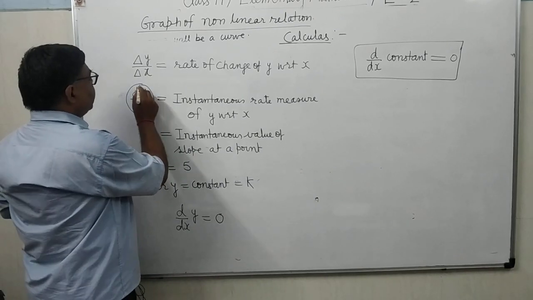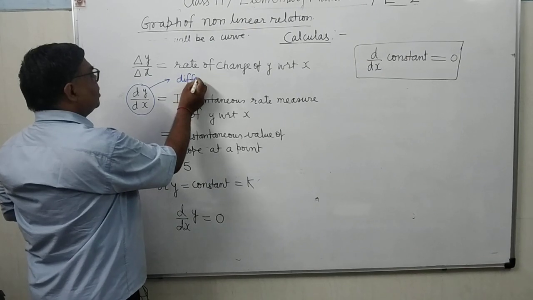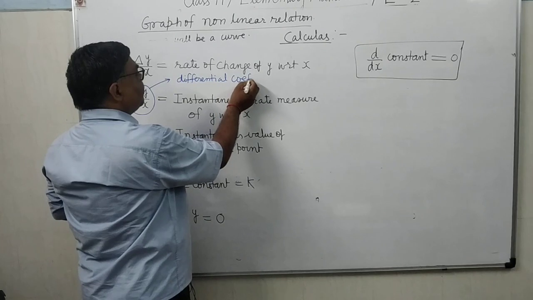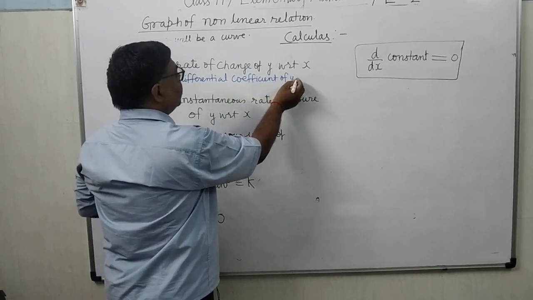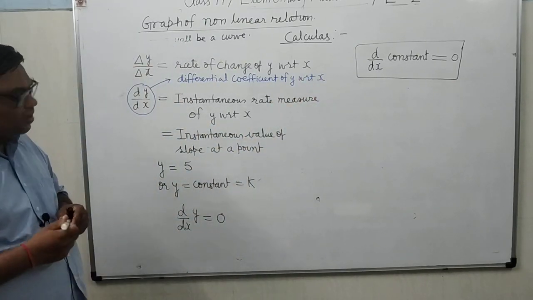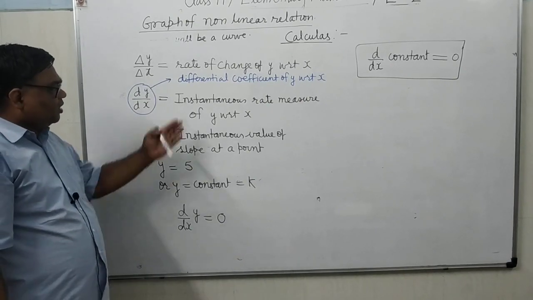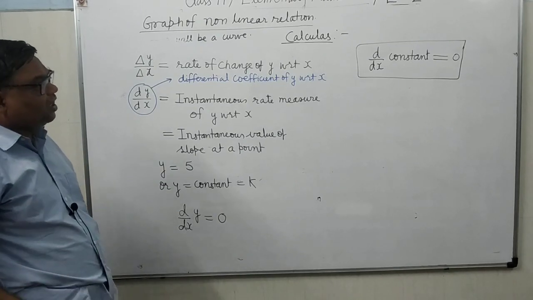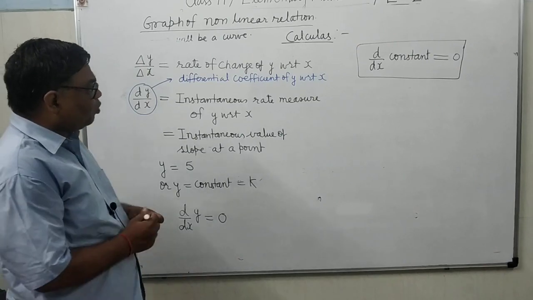In mathematics we call this the differential coefficient of y with respect to x. It's clear? Differential coefficient of y with respect to x. And in physics its meaning is this. It is clear? So, d by dx of a constant is 0. It is always 0. Now, there are some other formulae.